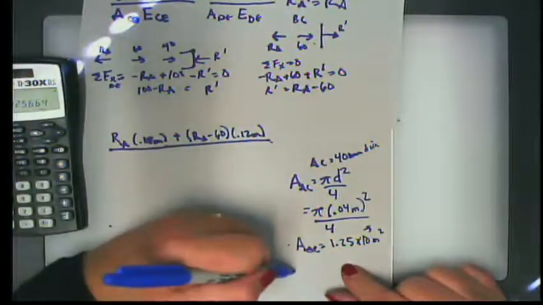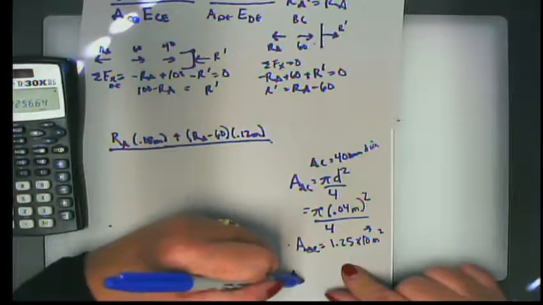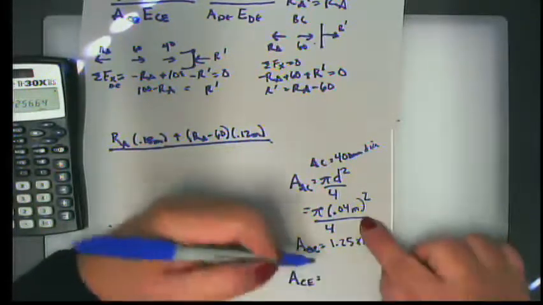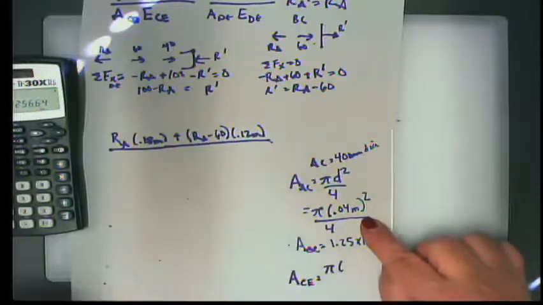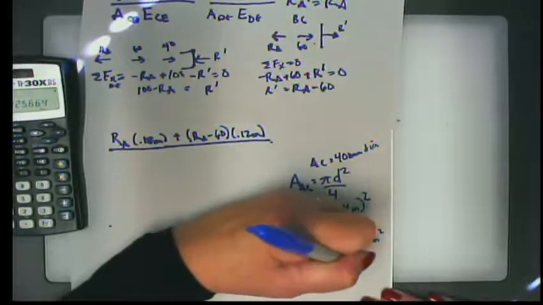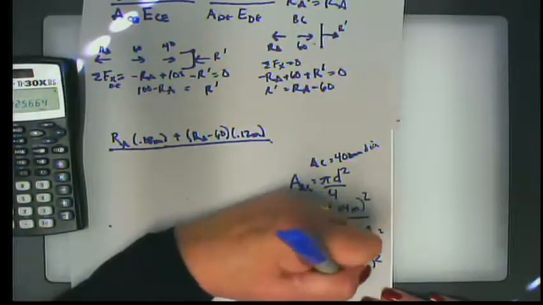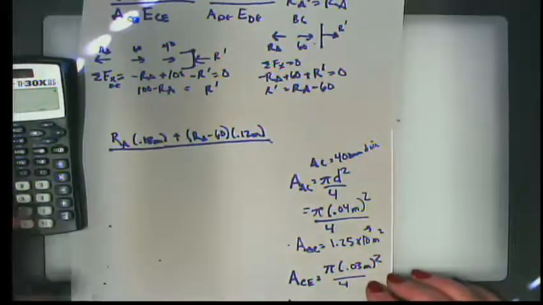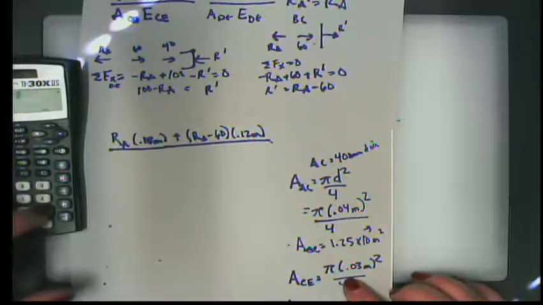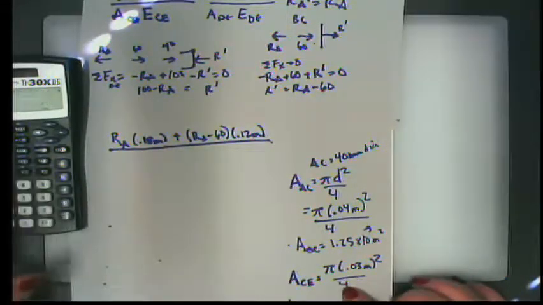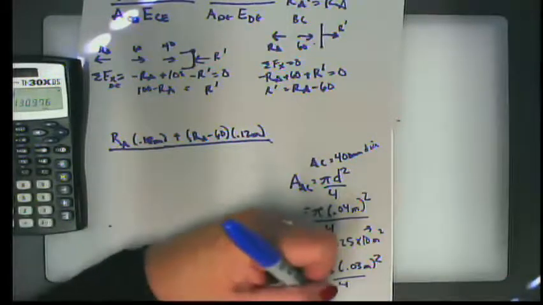And let's go ahead and compute the area of CD or CE since we're here. Once again, it's pi times the diameter squared over 4. The diameter this time is 30 millimeters, so it's 0.03 meters, quantity squared over 4. And so the area of CE is 0.03 squared times pi divided by 4. So this is, see, that's wrong.